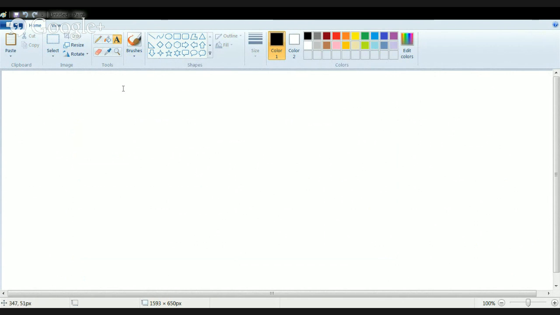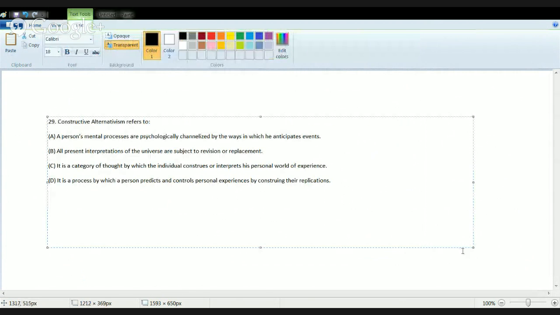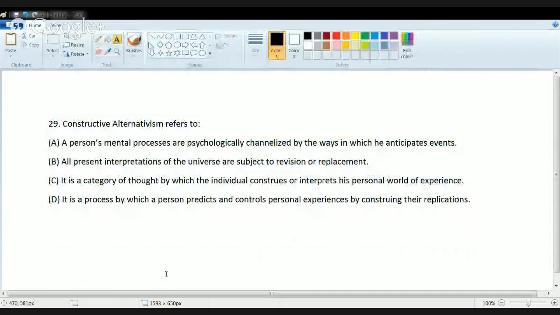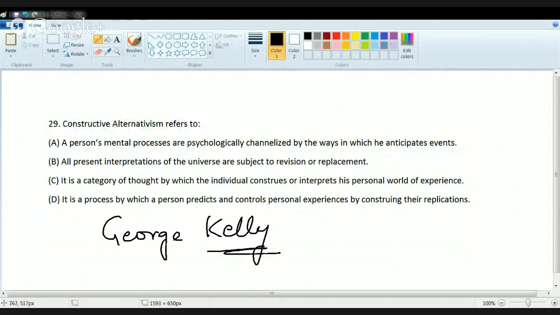The next question talks about constructive alternativism. What is constructive alternativism? This concept was basically propounded by George Kelly. And what did Kelly say? Kelly said that we experience the world around us, including places, events, things, okay? And our understanding of the people is open to various interpretations.